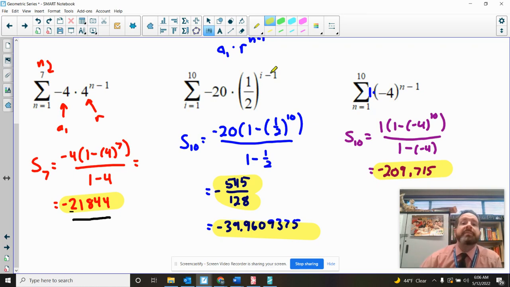geometric series. Use our shortcut formula, put the numbers where they go, number of terms from the top of the summation, A1 is the front, and then the common ratio, that number that has the exponent.